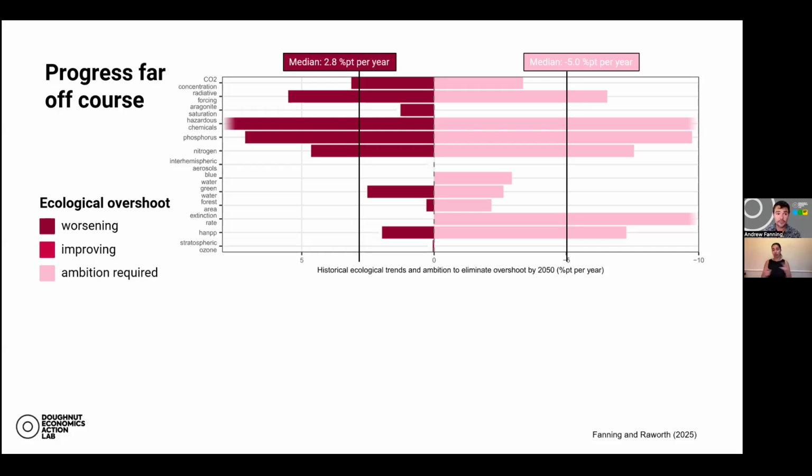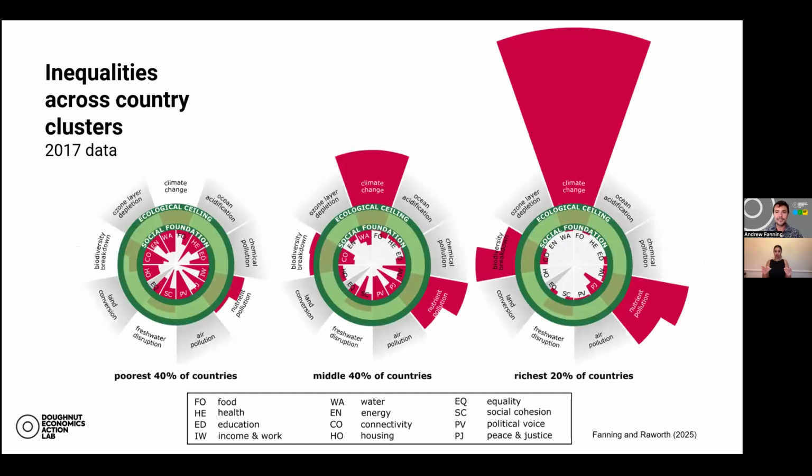Now, of course, we know that humanity is not a single entity, and that these trends are being driven by different societies in both directions. So this is where we were able to disaggregate the global results to make visible the inequalities within global aggregates. And we did so by, at a national scale, clustering countries by income percentiles, looking at the poorest 40% of countries, the middle 40% of countries, and the richest 20% of countries.